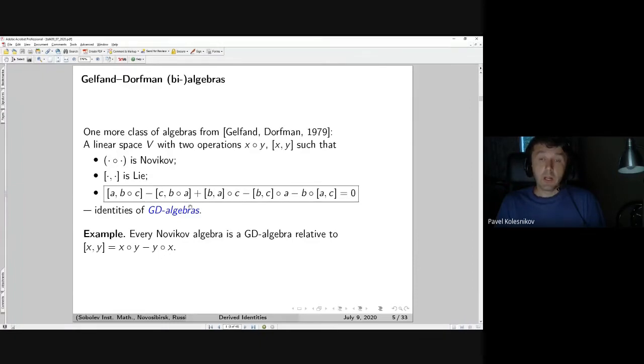And in particular, consider every Novikov algebra as a Lie algebra relative to the commutator. The commutator on a Novikov algebra is a Lie one. This is well known. It is left-symmetric, which means Lie admissible. This commutator actually satisfies this strange-looking identity. So every Novikov algebra is actually a GD algebra. This class of algebras was also related with the formal calculus of variations.